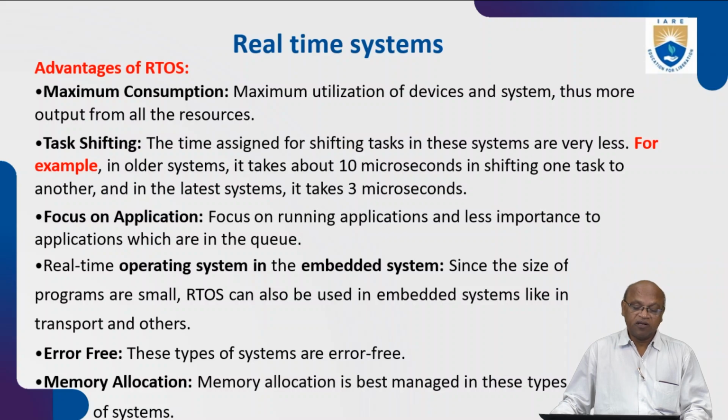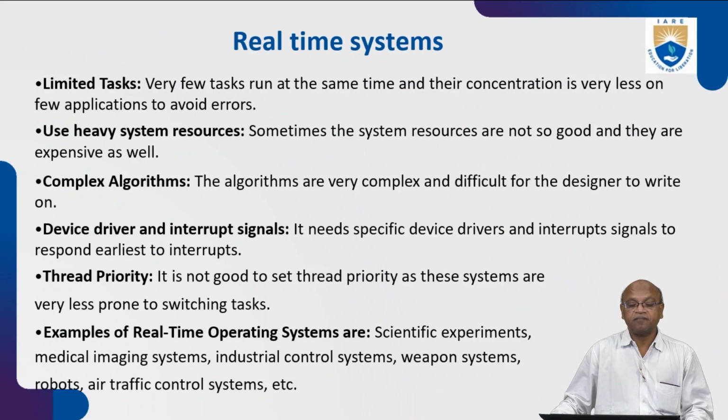So memory allocation. Memory allocation is best managed in these types of systems. Limited tasks. Very few tasks run at the same time and the concentration is on a few applications to avoid errors. Use heavy system resources. Sometimes the system resources are not so good and they are expensive as well. Complex algorithms. Algorithms are very complex and difficult for the designer to write. Device drivers and interrupt signals. For these real-time systems, the device drivers and interrupt signals are very much important.